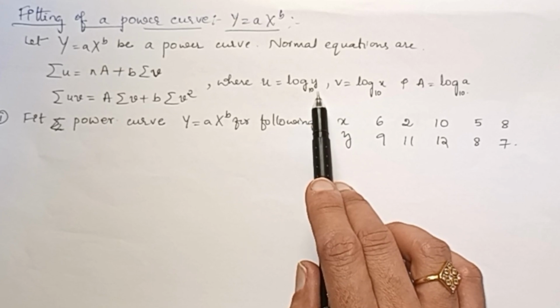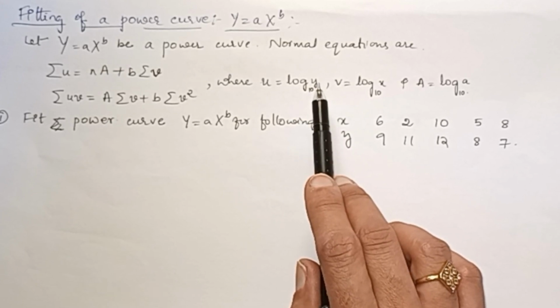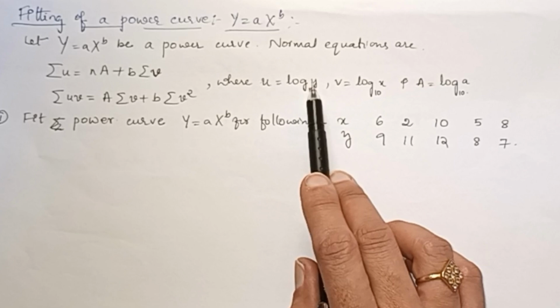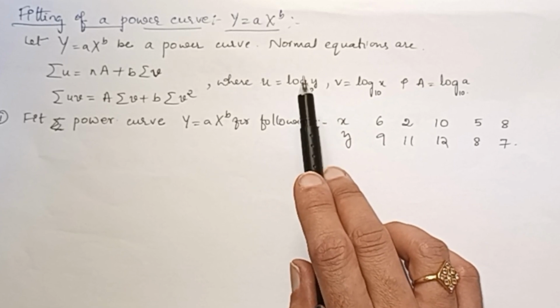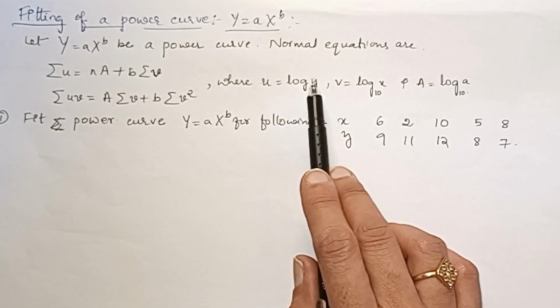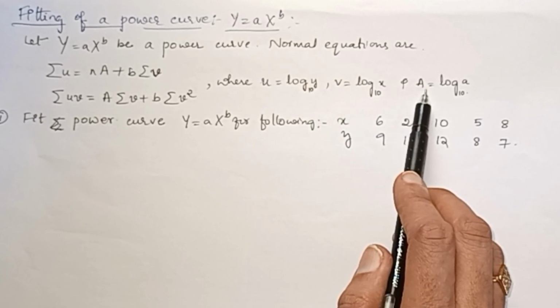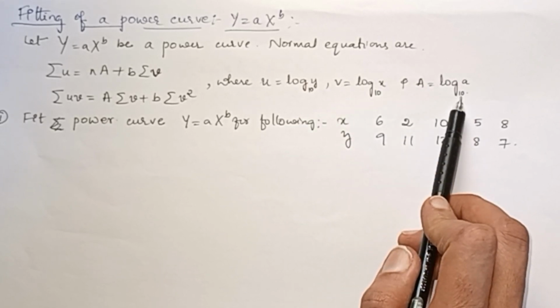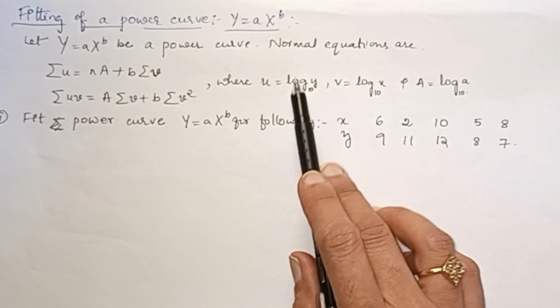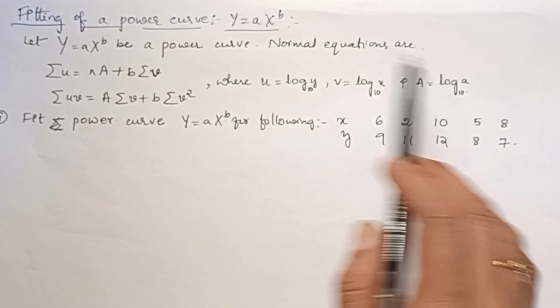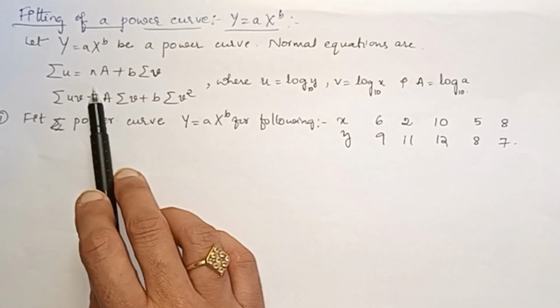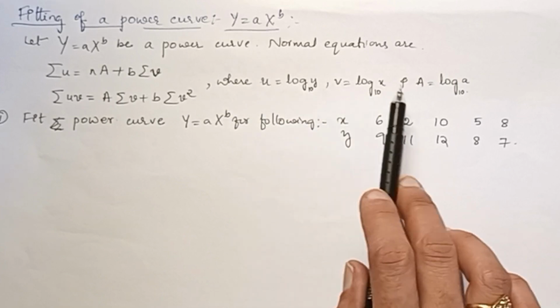Natural logarithm in a calculator is denoted as ln. Log means it is to the base 10. So u is log of y to the base 10, v is log of x to the base 10, and A is log of a to the base 10. So this is how to determine the values. First you have to write the normal equations, then determine all of these one by one.